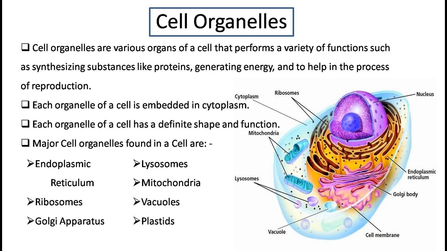As you can see in the picture, the various cell organelles are labeled. It is also listed out here. We can have a look at them. They are the Endoplasmic Reticulum, Ribosomes, Golgi Apparatus, Lysosomes, Mitochondria, Vacuoles, and Plastids.